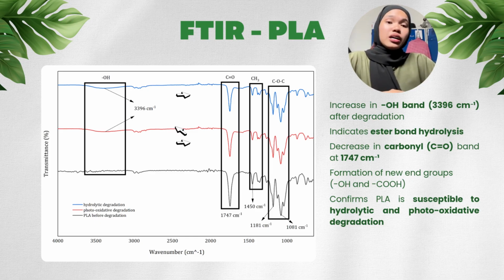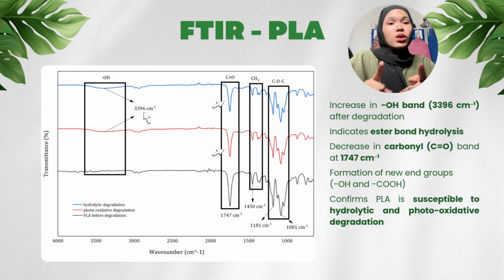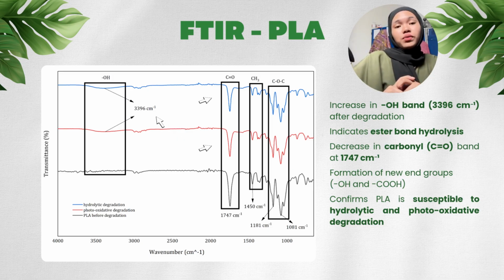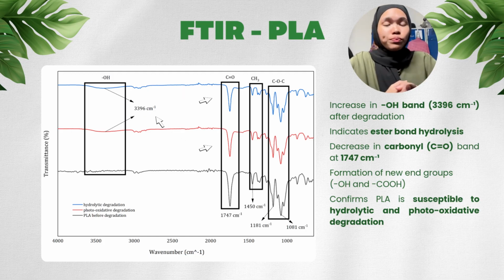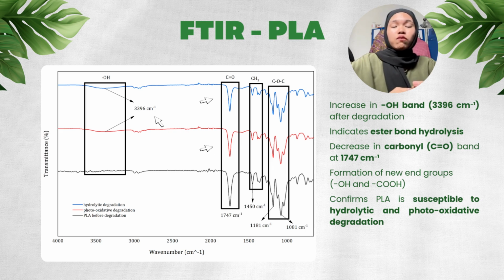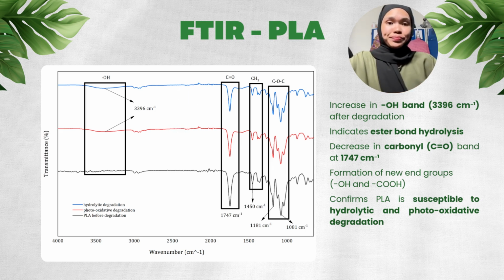At the same time, a reduction in intensity of the main carbonyl peak at 1747 and the C-O-C band at 1181 is observed. These reductions further support the occurrence of ester bond breakage and the formation of carbonyl and hydroxyl groups. Overall, the FTIR result shows that PLA undergoes chemical degradation under both hydrolytic and photooxidative conditions.